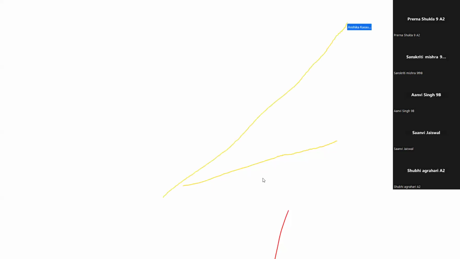Now, everyone, see very carefully the person who are putting the annotations. That is not good. Anshika Kasodan. This is not good, you know. That is very bad thing. I'm getting all the names.